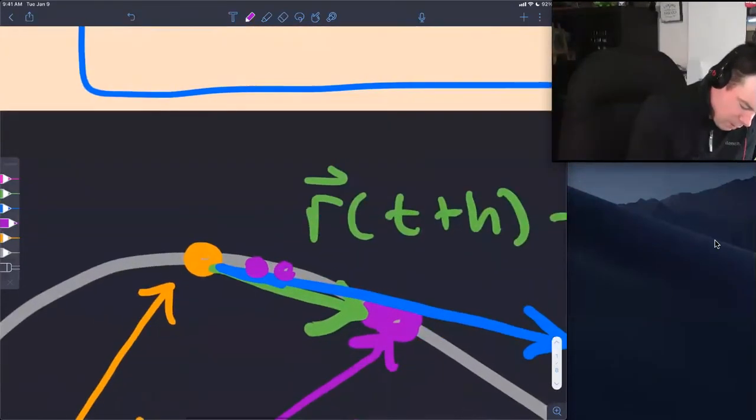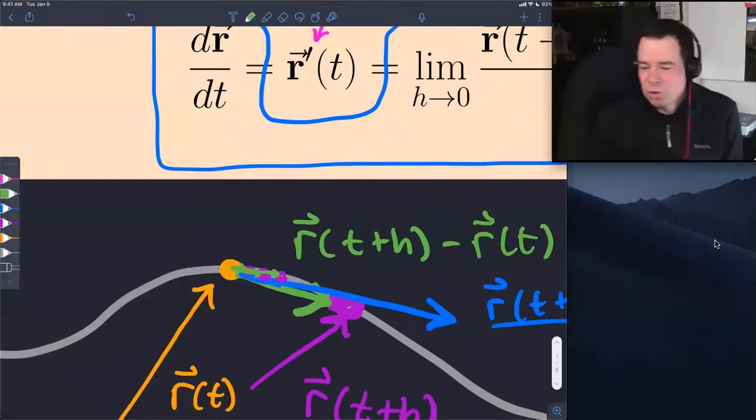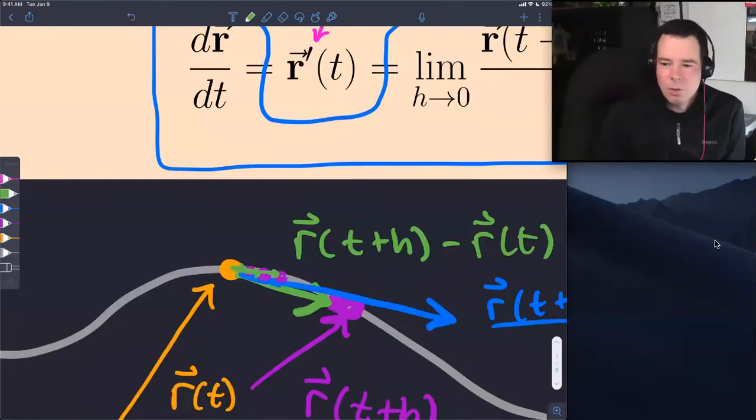So I'll zoom in. I'm taking these purple points, getting even closer and closer and closer. And those are giving me these green vectors. And notice that the green vectors are shrinking and shrinking, and their length is going to 0. I don't want to worry about length. I just want to worry about direction.